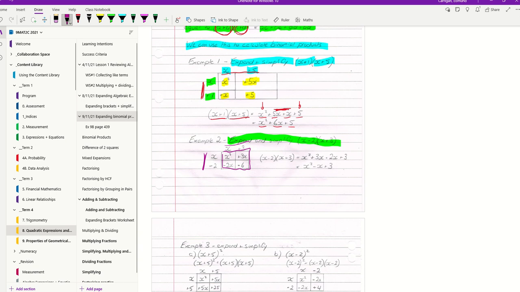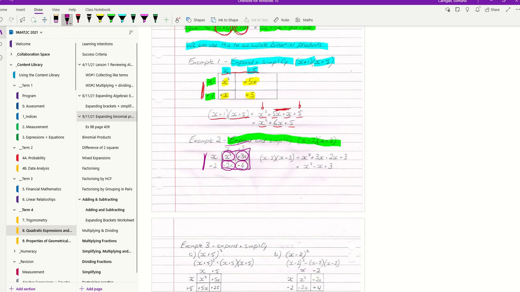So here, x times x, x squared. Next one, x times plus 3 is 3x. Next one is x up the top times minus 2, minus 2x. And the last one is plus 3 times minus 2, which is minus 6.